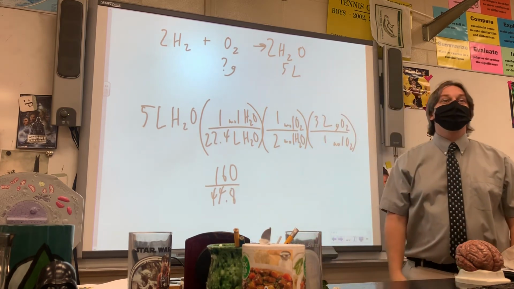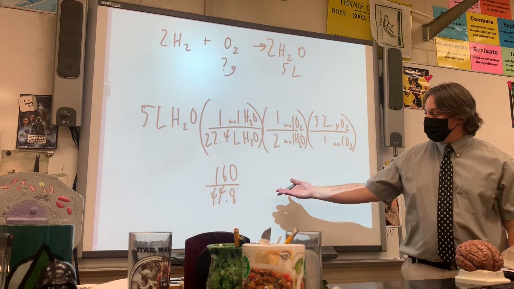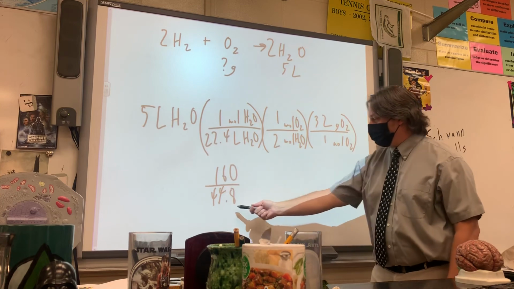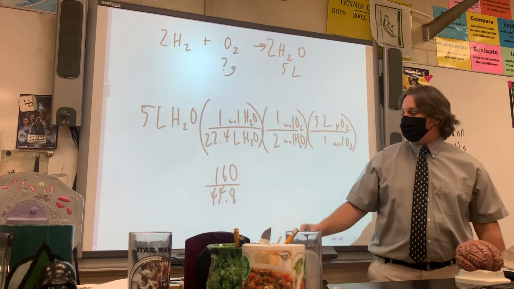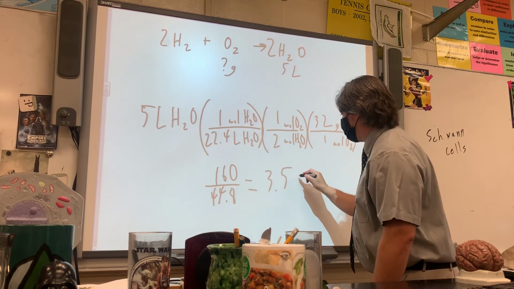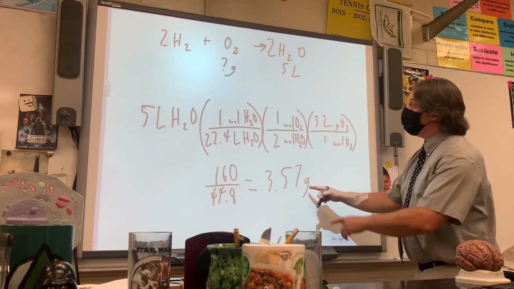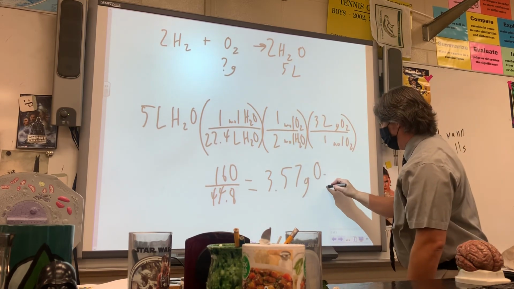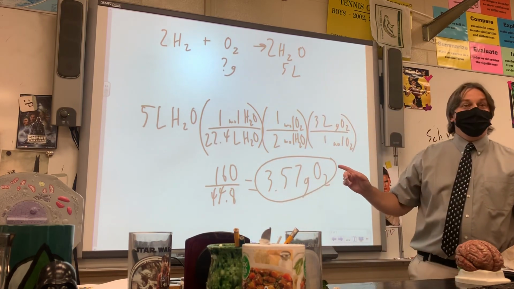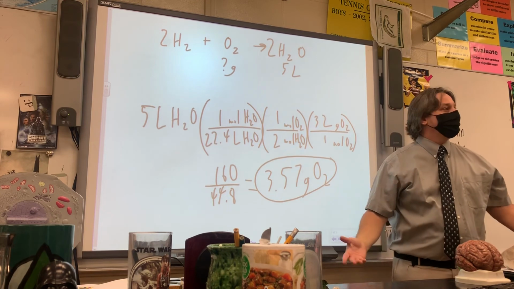Now the last step is my division. I have what's on top, 160, divided by what's on the bottom, 44.8. 3.57. That's good. 3.57 grams of oxygen. So if I take 3.57 grams of oxygen and burn them up in some hydrogen, I can make 5 liters of water. Isn't that cool?